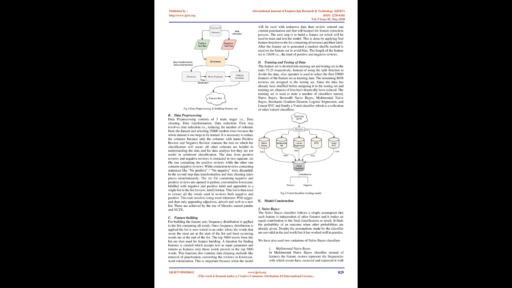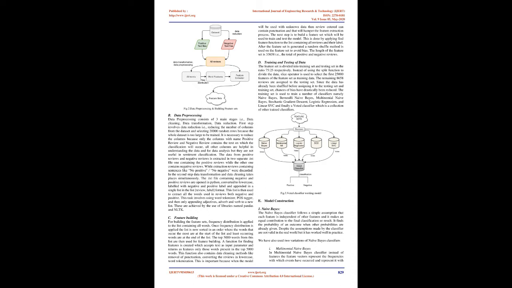In the second step, data transformation and data cleaning take place simultaneously. The .text files containing negative and positive reviews are opened in Python, converted to lowercase, labeled with negative and positive labels, and appended in a single list in the review-label format. This list is then used to extract all the words used in reviews, both negative and positive. This task involves using a word tokenizer, a POS tagger, and then only appending adjectives, adverbs and verbs to a new list. These are achieved by the use of libraries named pandas and NLTK.